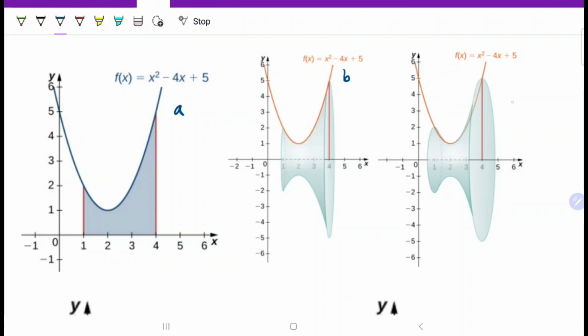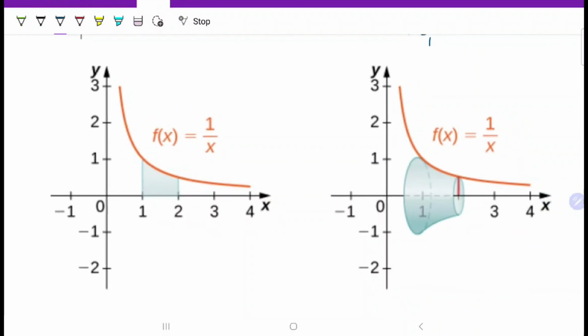And if it was rotated 360 degrees to make a 3-dimensional solid, then we are basically trying to find the volume of this bounded between 1 and 4. Therefore, the formula when calculating the volume would be pi going from 1 to 4, but now of the expression x squared minus 4x plus 5, all squared. And then by integrating that and multiplying by pi, we are essentially finding the volume.